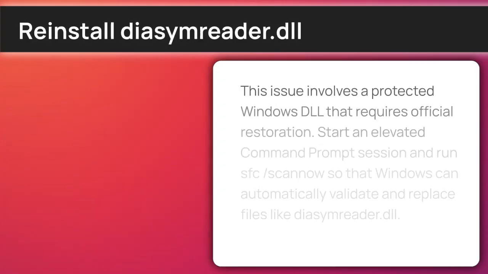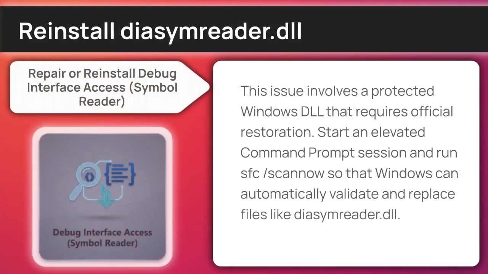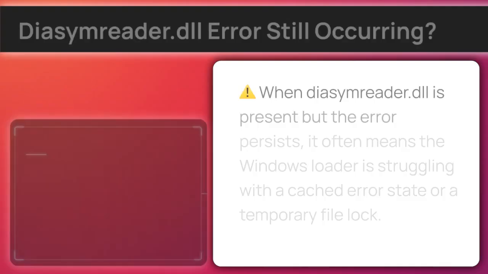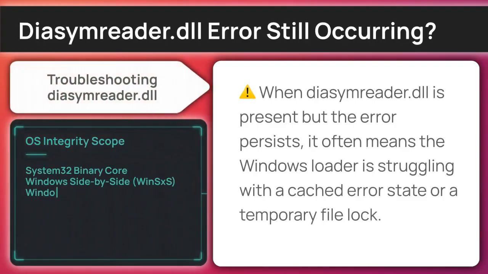This issue involves a protected Windows DLL that requires official restoration. Start an elevated command prompt session and run sfc /scannow so that Windows can automatically validate and replace files like Diasymreader Library. When the primary installation path fails, a more surgical approach to checking your system's environmental variables is required.